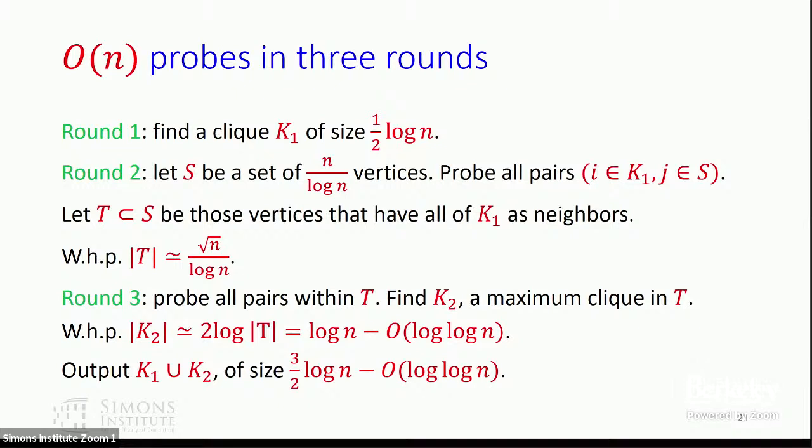So in round 1, you find some arbitrary clique, a random clique of size half log n. How do you do that? We know that you can find a clique of size log n in 1 round, so you can certainly take just half log n of the vertices.